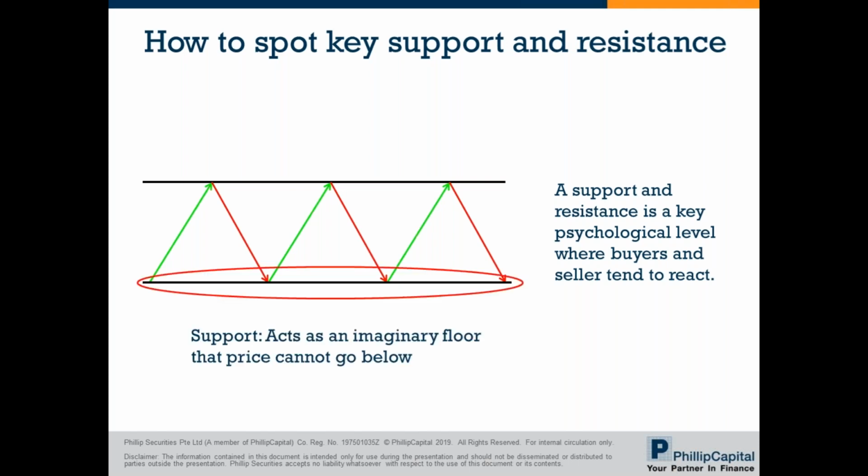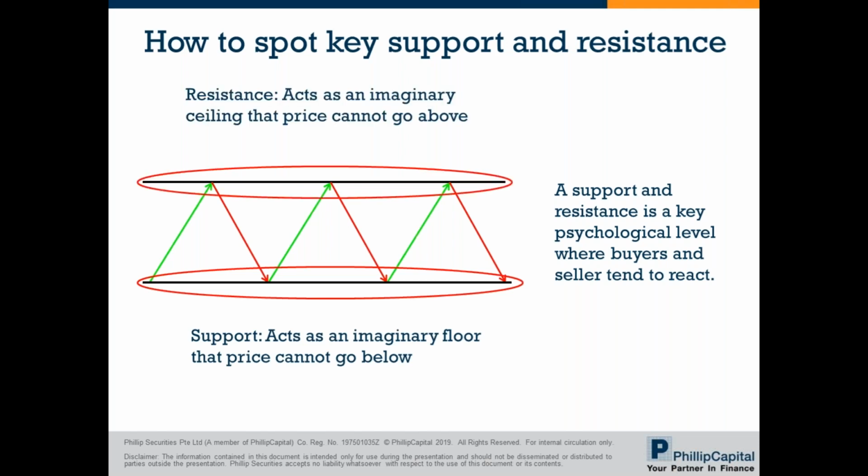So the definition of a support is an imaginary floor that prices cannot go below, while the definition of a resistance is an imaginary ceiling that prices cannot go above. Right, so this forms your key understanding of what support and resistance is about. So in the next couple of slides, I'm going to present to you the different scenarios in which you can identify support and resistance, both in a ranging and in a trending market as well.